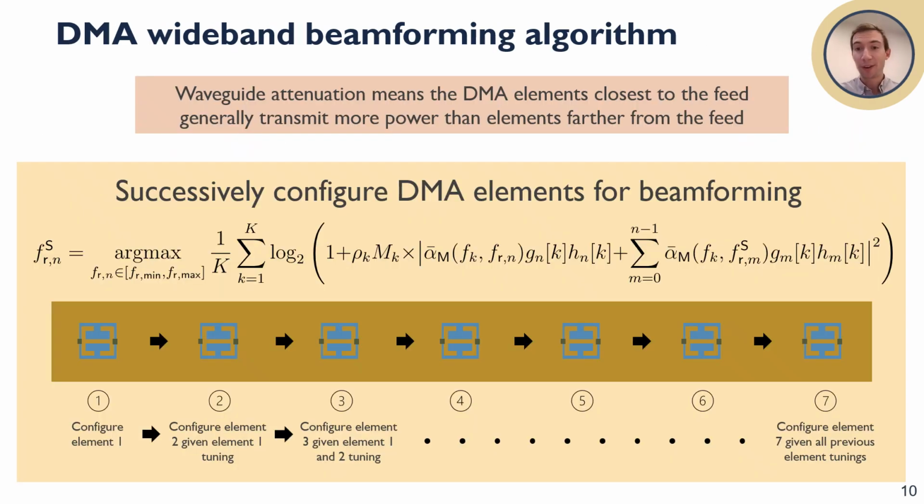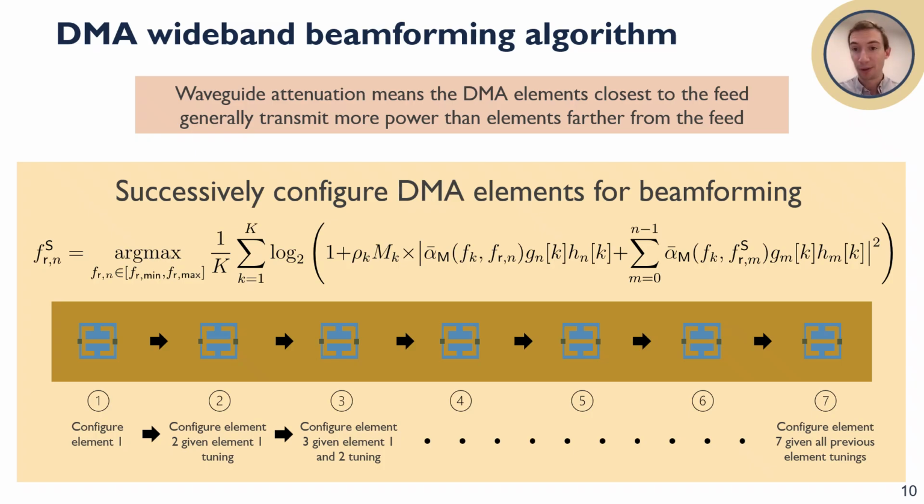Now, given our model and some of these realistic constraints, we come up with an algorithm to configure each of the DMA elements based on these constraints. Because of the waveguide attenuation that we just talked about, we know that it applies an effective amplitude taper that is the largest for the element closest to the feed and the smallest for the elements farthest from the feed. That means elements closer to the feed will transmit more power and have a higher effective antenna weight than the elements further from the feed.